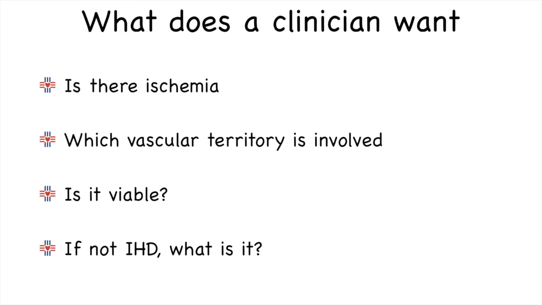What does a clinician want? If you see a patient with suspected coronary artery disease, the clinician wants to know, is there ischemia? If there is ischemia, which vascular territory is involved? And if there is ischemia and we know it is in a specific vessel, is that territory viable? If this is not ischemia at all, what is this secondary to? Now, we have dealt with the issue of viability and non-ischemic cardiomyopathies in other sessions, so we will not be talking about them here, but we will be talking about assessment of ischemia and the vascular territory.